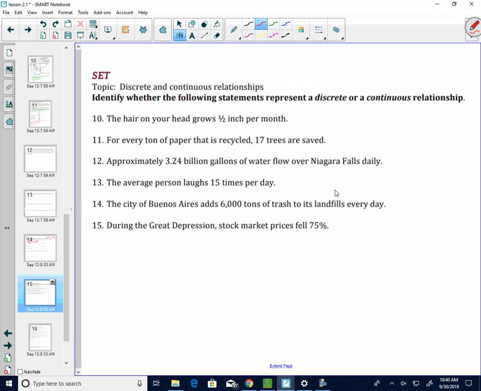Then 10 through 15 was deciding if this was a discrete or continuous relationship. So the hair on your head grows a ½ inch per month. So would I connect the dots? Could I break the month down into parts? Could I measure my hair after 1 day? Could I measure my hair after 2½ days? I could. That makes sense. If it grows a ½ inch per month, could I measure on the first day that it grew 0.008 of an inch? Yes, that makes sense. So that makes this continuous data.